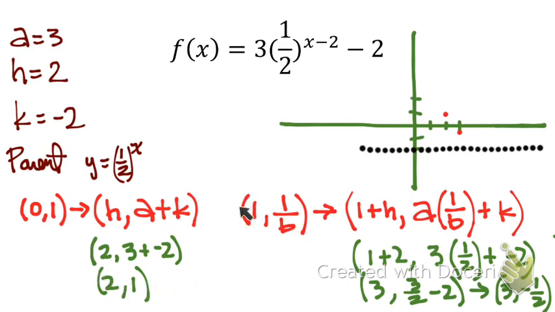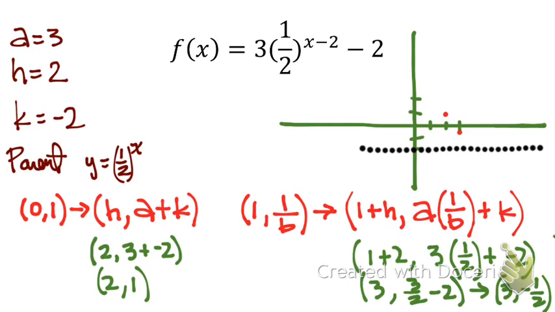This one over here requires a little more effort, so the 1 becomes 1 plus h, so 1 plus 2 is 3, and then here we have a times 1 over b plus k. Well, a was 3, 1 over b, that was our parent function, 1/2. 3 times 1/2 is 3/2, and 3/2 plus -2 is 3/2 minus 2, and 3/2 take away 2 is -1/2. Feel free to type all that into your calculator and help you get those values right if need be.